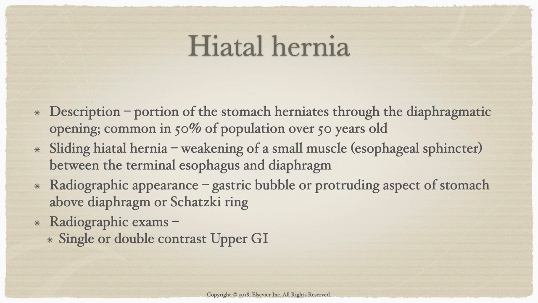Hiatal hernia. Portion of the stomach herniates through the diaphragmatic opening, common in 50% of the population over 50 years old. A sliding hiatal hernia is weakening in a small muscle, esophageal sphincter, between the terminal esophagus and the diaphragm. Looks like gastric bubble or a protruding aspect of the stomach above the diaphragm or Schatzki ring. Radiographic exams are going to be a single or a double contrast upper GI.